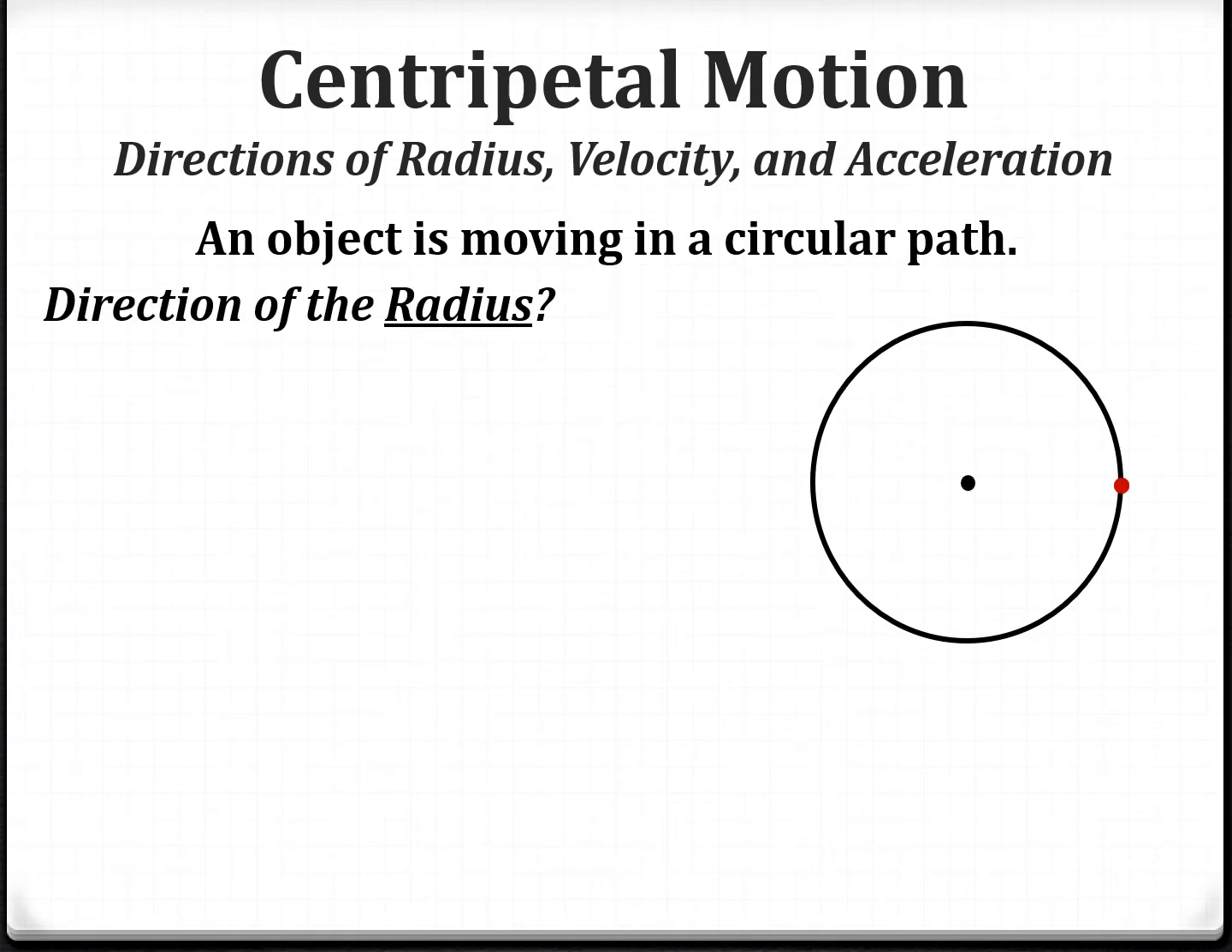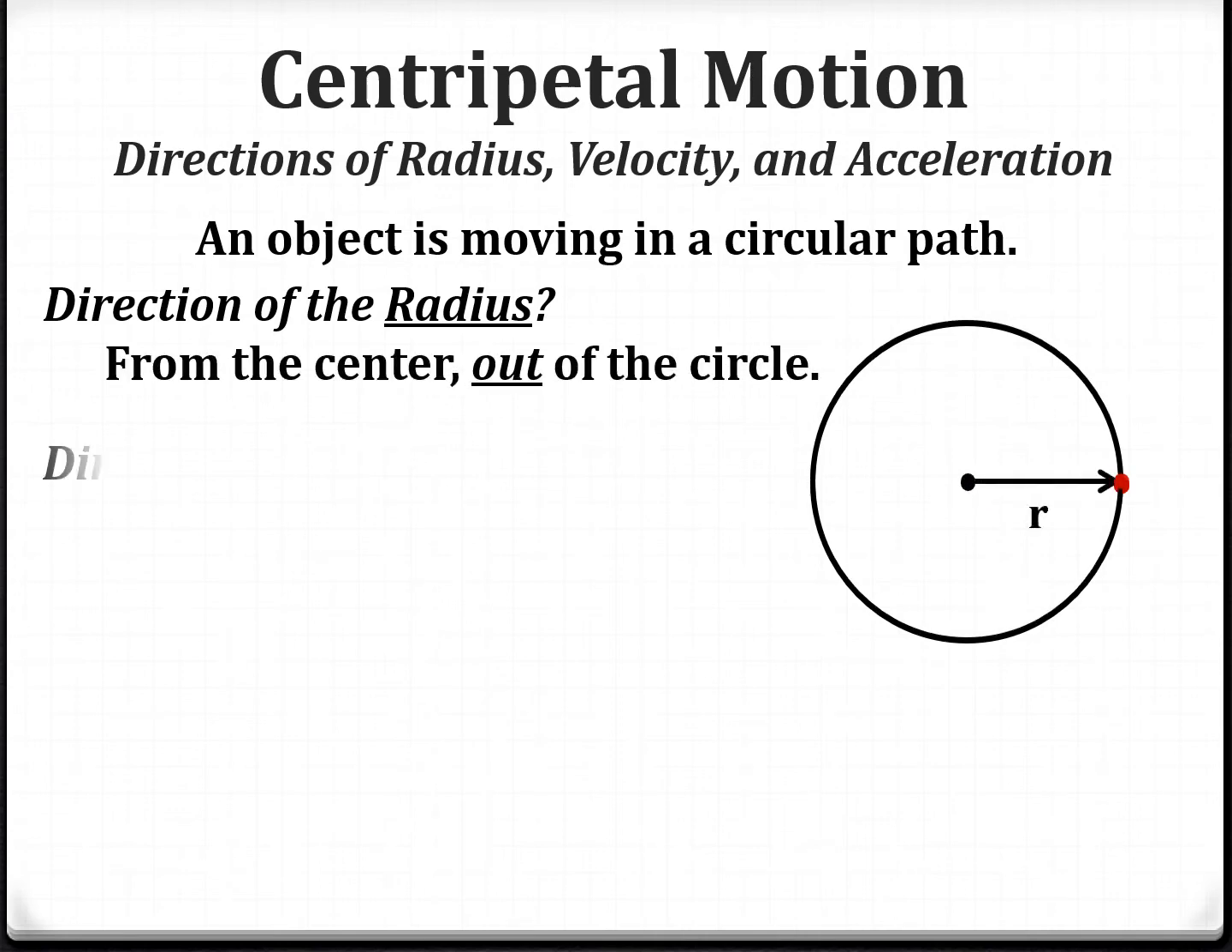We can talk about objects moving in an ellipse, but for the sake of this unit, we're going to just talk about the circle. So what is the direction of the radius? Now that might be a little bit weird to think about, that radius has a direction. But if I say that the radius is from the center outward, that would make sense. It goes out from the center.